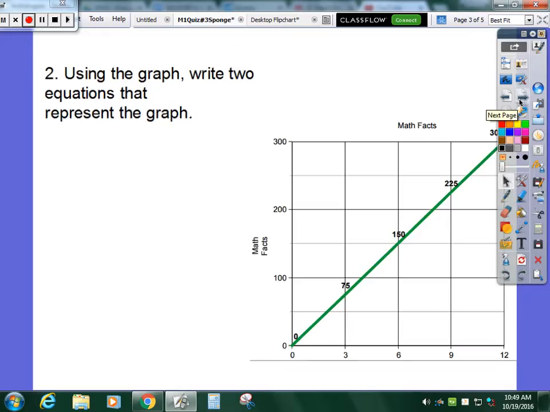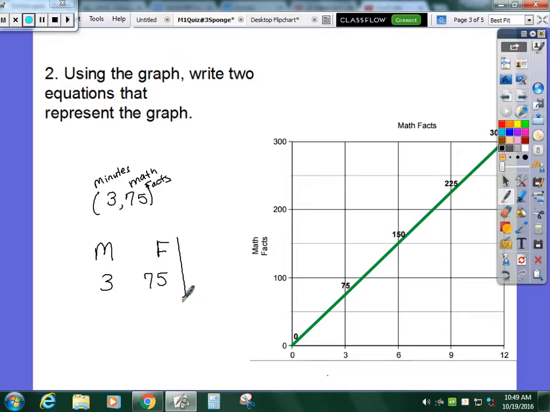Number 2, using the graph, write two equations that represent it. Okay, so the first dot is at 3, 75. Okay, this is 3 minutes. And 75 is math facts. Okay, so in 3 minutes they can do 75 math facts. So I have to write two equations for that. And I don't like how I set it up. So I'm going to do M for minutes, F for facts, 3 to 75.